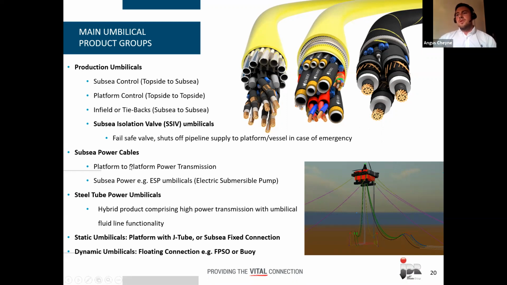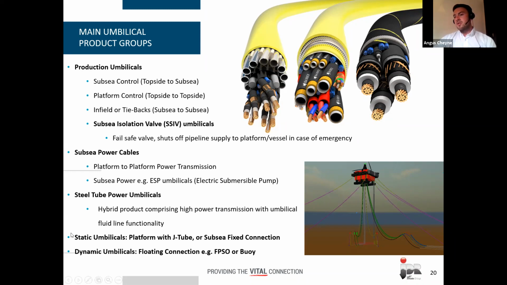We'll also briefly look at subsea power cables. These are used for transmitting power from platform to platform or from shore to platform. They can also be used for providing subsea power, such as for ESP pumps. Also under consideration are steel tube power umbilicals. This is a hybrid product combining aspects of production umbilicals and subsea power cables together to drive improved efficiency, which is one of the driving influences in industry at the minute.